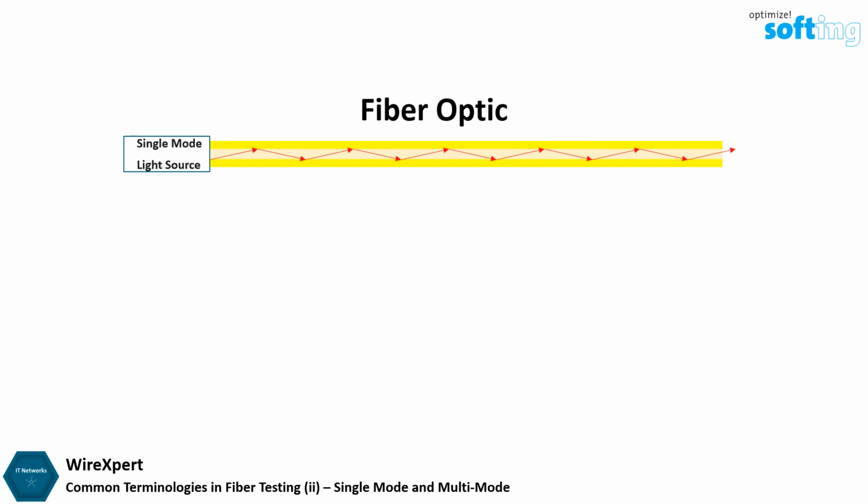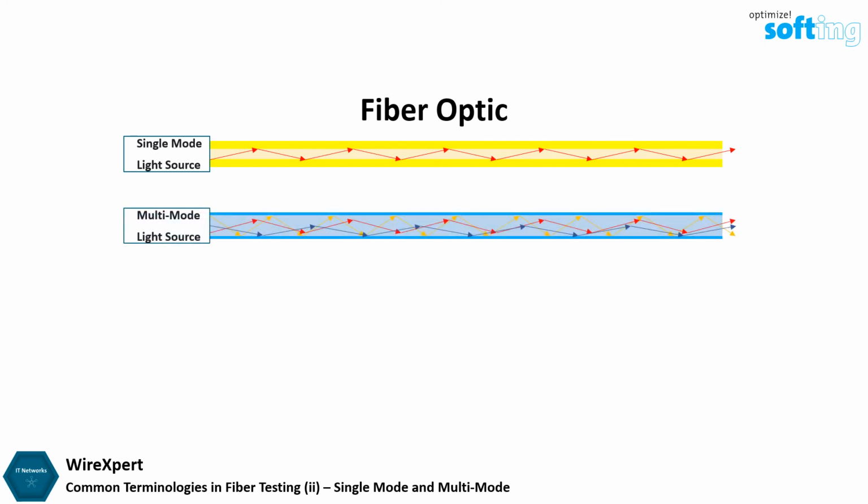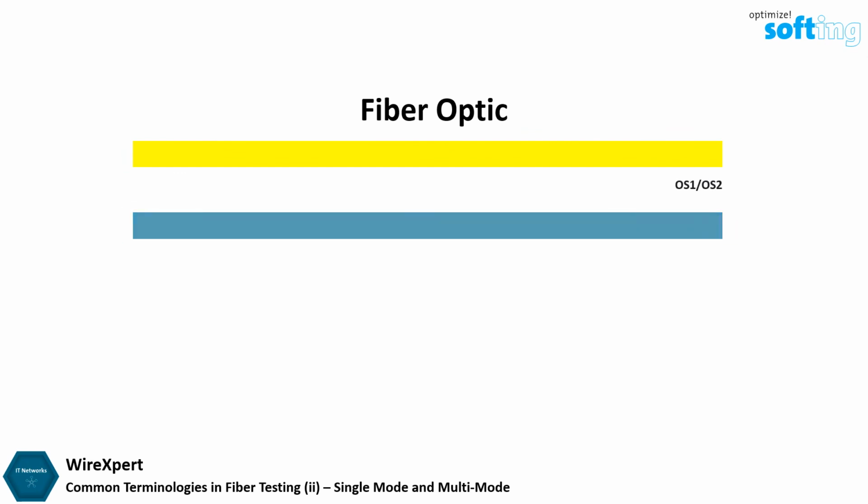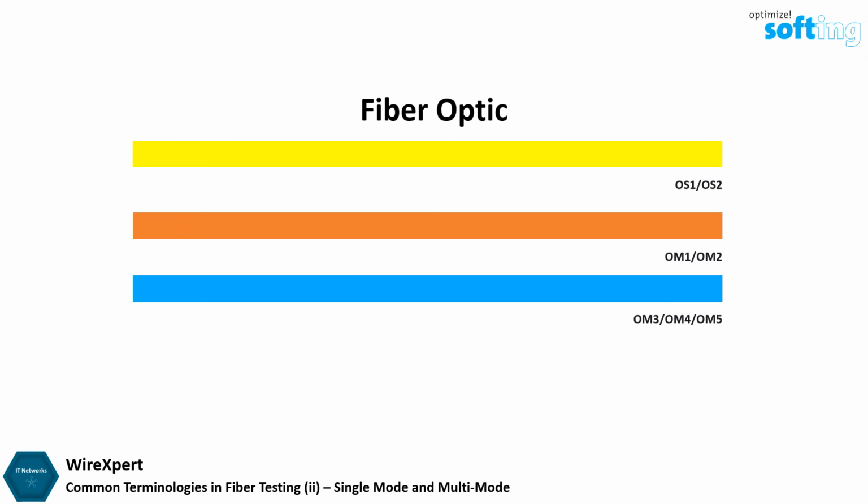Single-mode and multimode fiber can also be differentiated physically. According to the standards, for non-military applications, single-mode cable is coated with yellow outer jackets, multimode is coated with orange for OM1 and OM2, and aqua for OM3, OM4 and OM5.